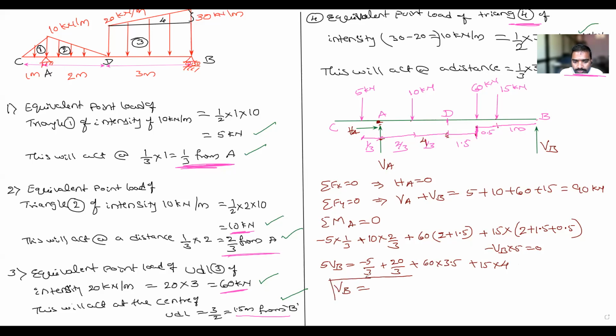Yes, all of you solve this one. Tell me the value of VB. 275. So VB is 55 kilonewton. Divide 275 by 5 and see what answer you get. Is this answer correct? Yes, sir. Correct.